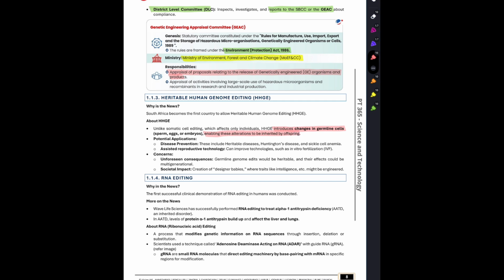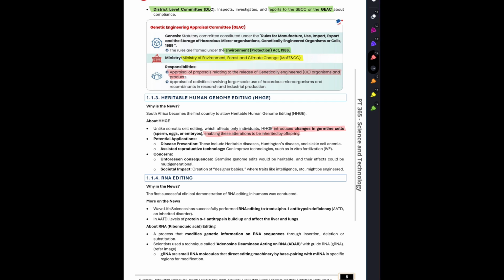So, the editing in the somatic cells could only affect the individual, or could only affect one person. However, if you use HHGE, which is heritable human genome editing, this would change your germline cells. Germline cells are basically the sperms, eggs, or embryos, and this would later lead to alterations in the progeny, or this would be inherited by the offspring. Because obviously, these are changes in the germline cell, and the offspring basically inherits all those traits from the germline cells.